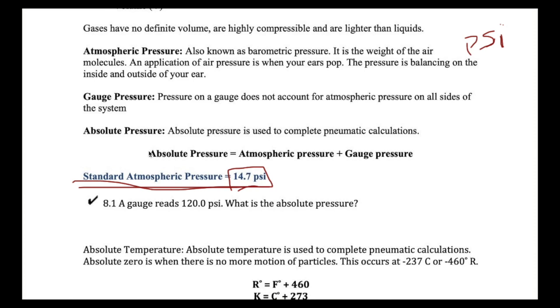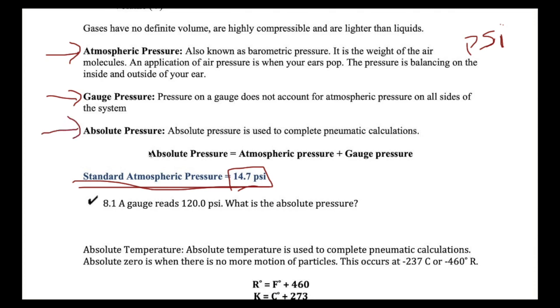There's gauge pressure. Gauge pressure is basically what the gauge reads. If you blow up a tire or something, you might have a gauge that reads how much pressure is in there. That does not account for any atmospheric pressure that's on all sides of the system. Basically, it takes the atmospheric pressure out of it. It just says what's the exact pressure in this tire, and it doesn't have anything to do with the atmospheric pressure. That's a problem because in our math equations, when we're calculating pressures and things like that, we need to account for the atmospheric pressure.